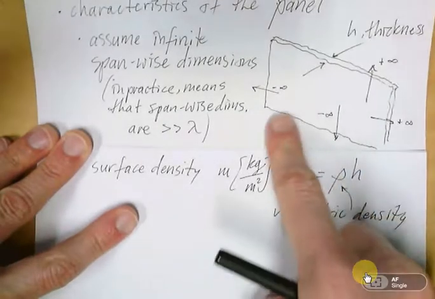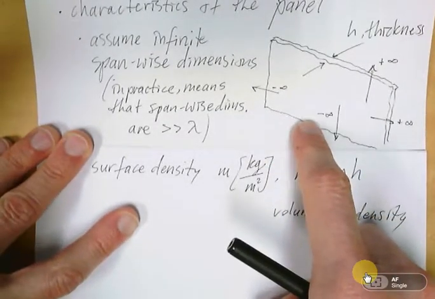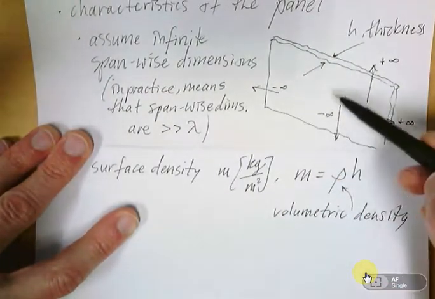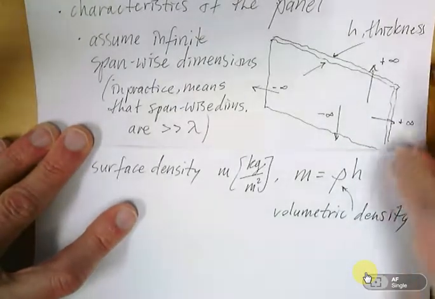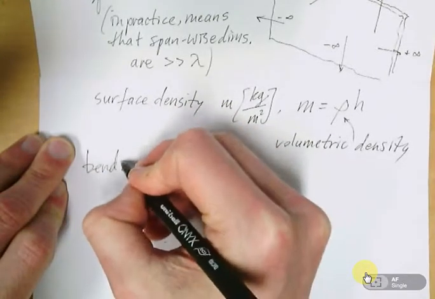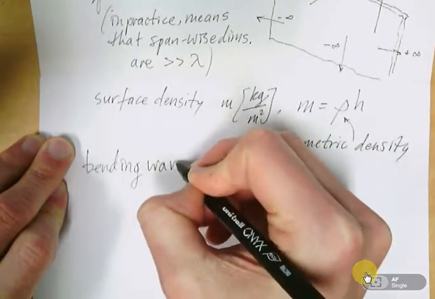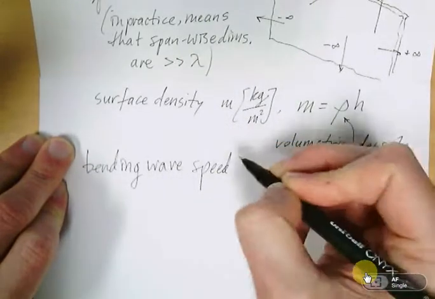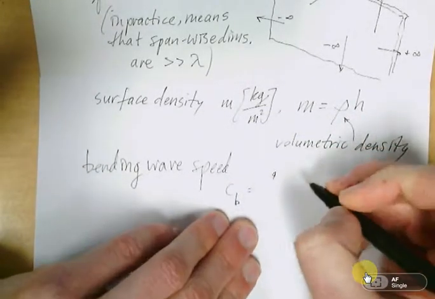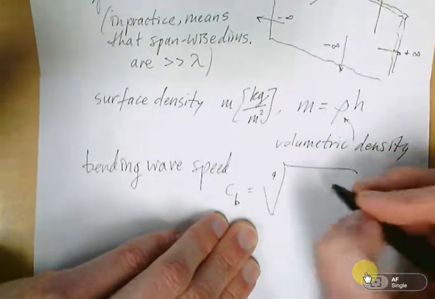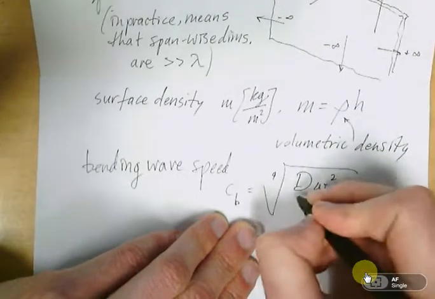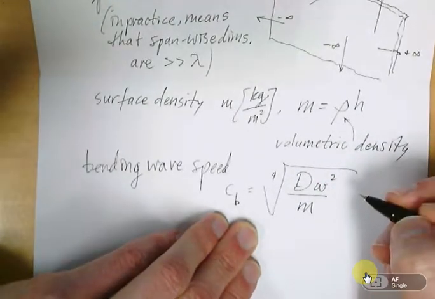So this panel will support wave propagation. It's a little bit outside the scope of our course, but waves will propagate in the span-wise directions. And they will propagate at a speed called the bending wave speed that we introduce here using C sub b as our notation. So C sub b is computed from the fourth root of the bending stiffness, capital D, multiplied by the angular frequency squared, and then that divided by the surface density.